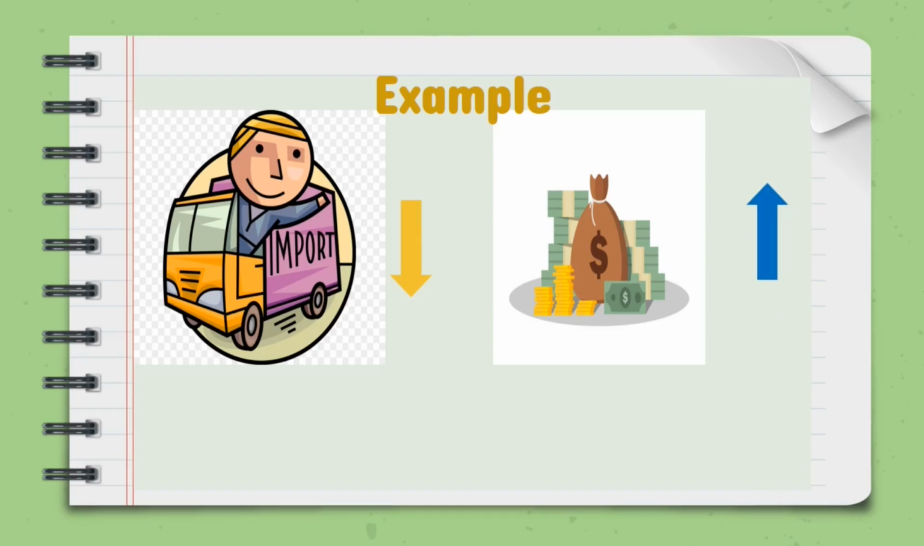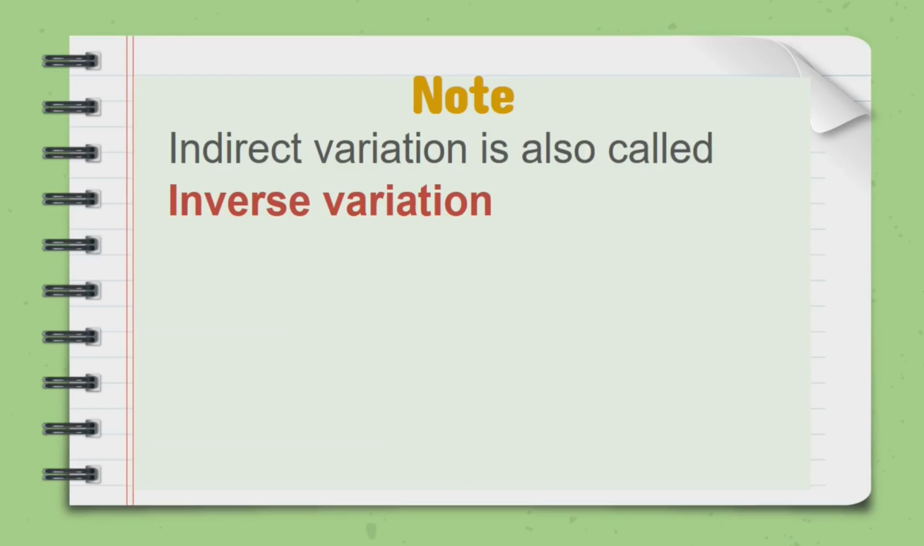This is an example of an indirect variation, which implies that an increase in one quantity results in a decrease in the other quantity, and also a decrease in one quantity results in an increase in the other quantity. Let's take note that indirect variation is also called inverse variation.